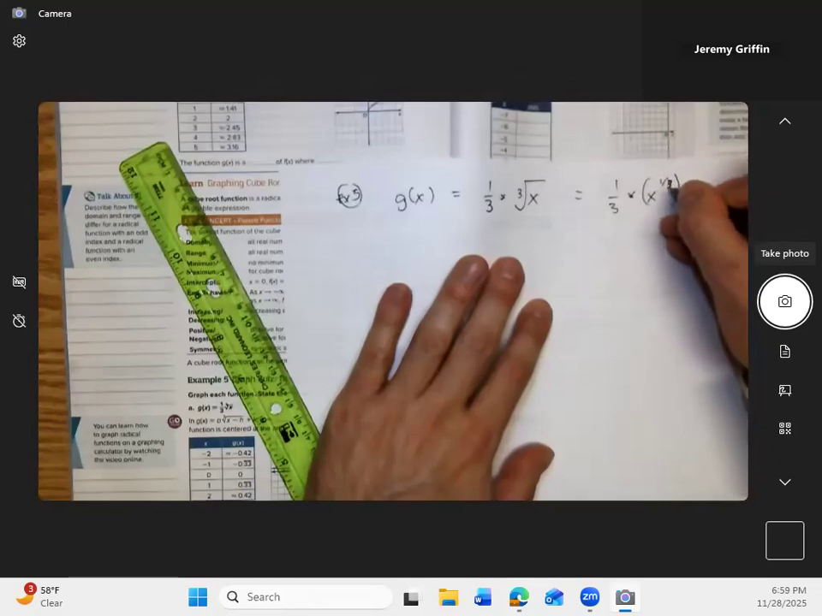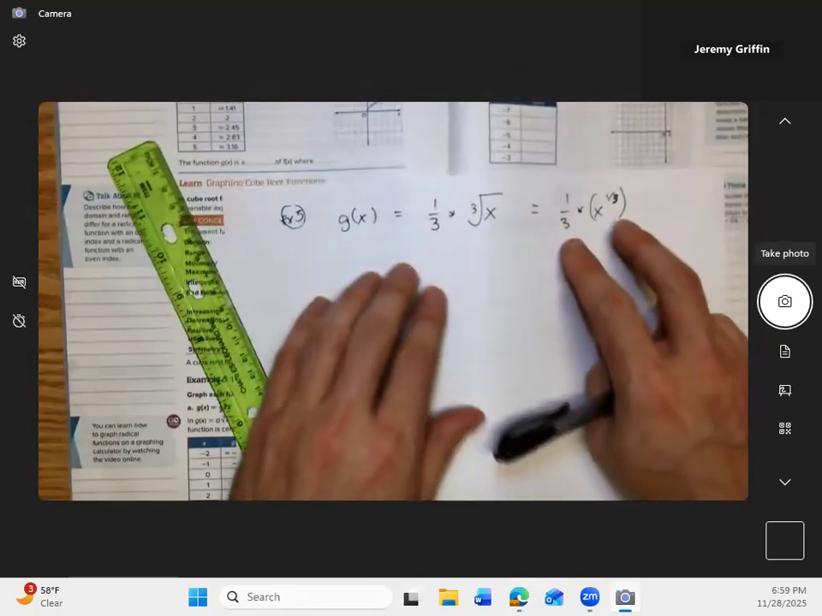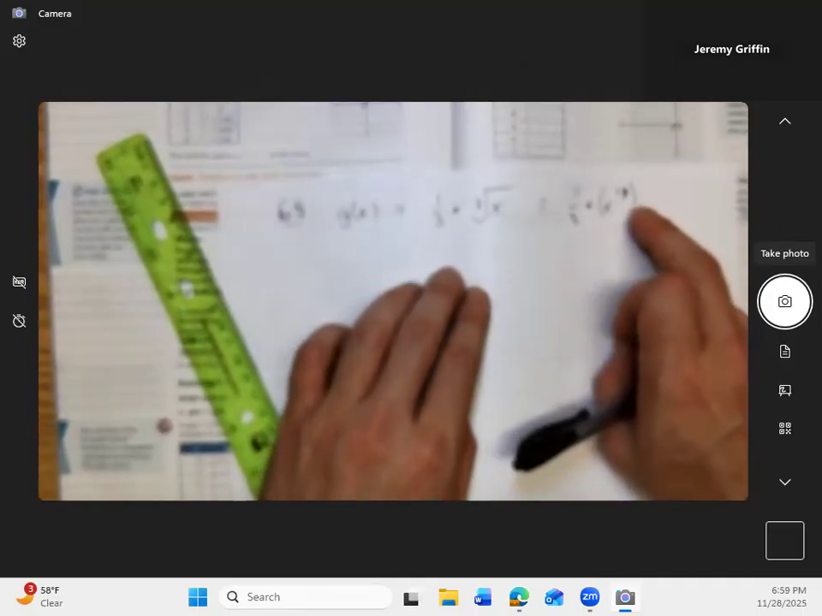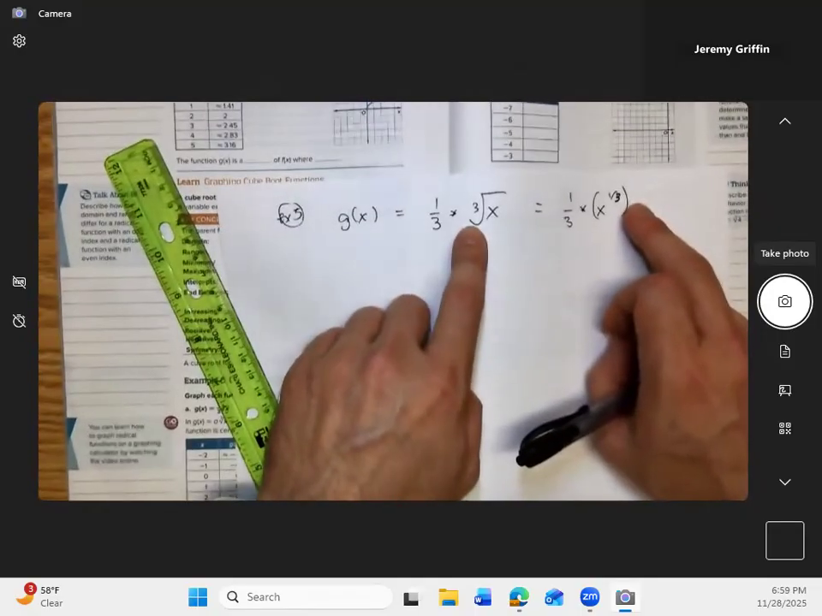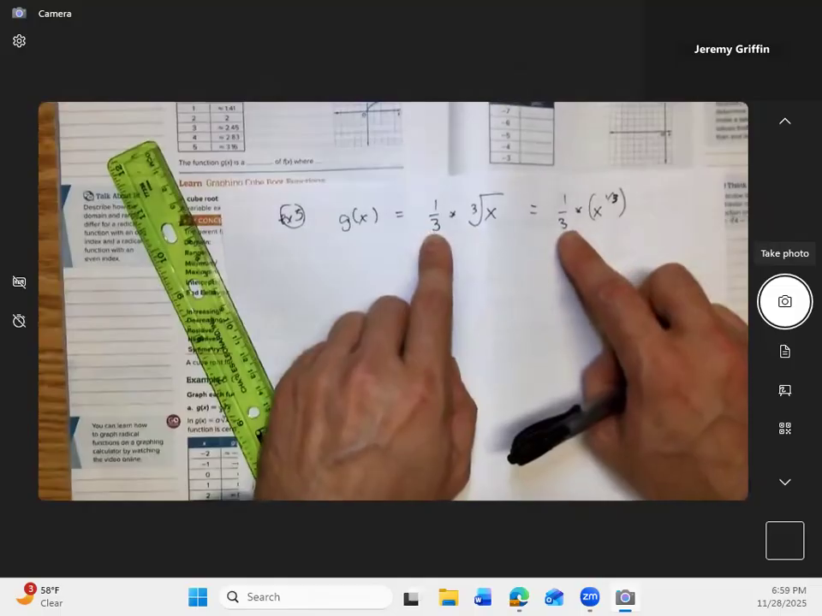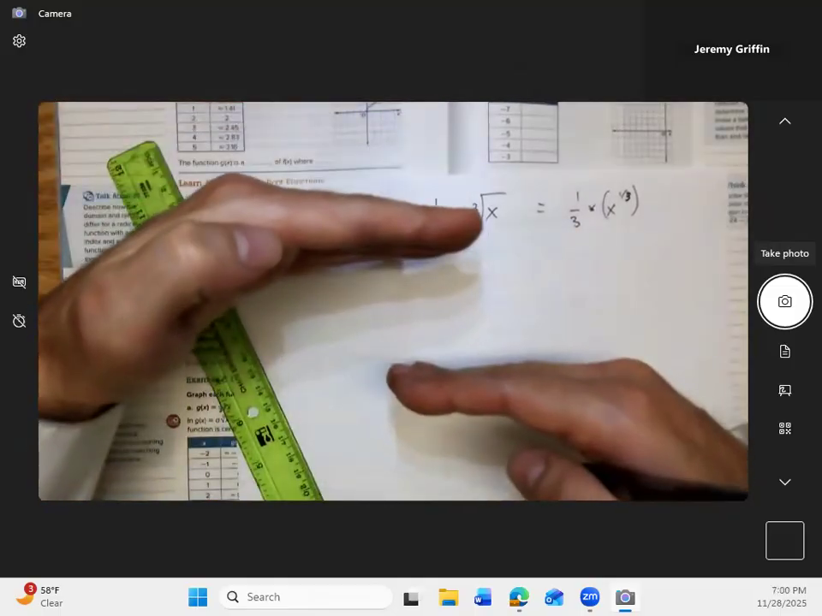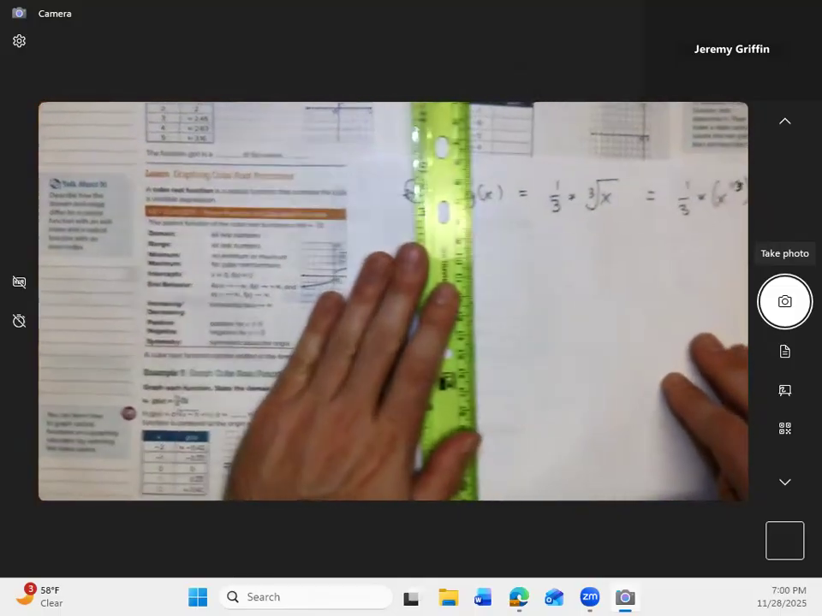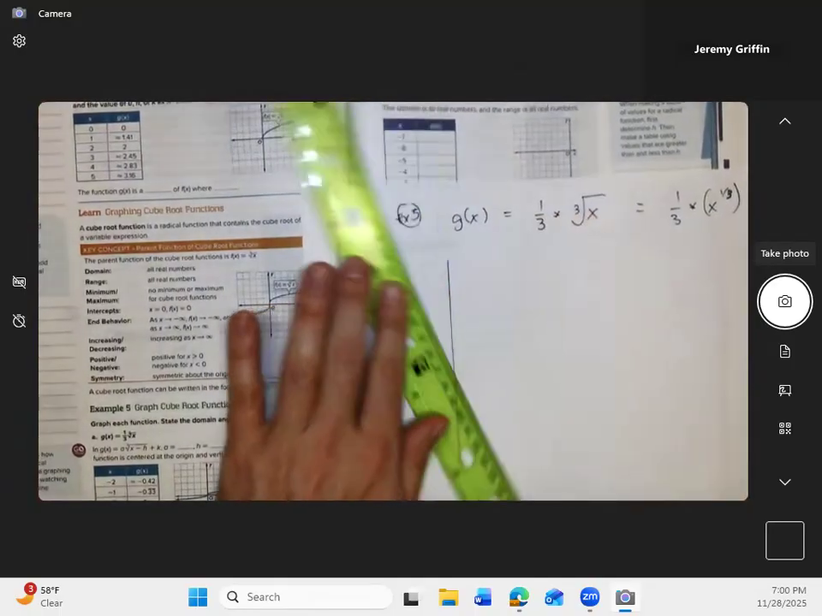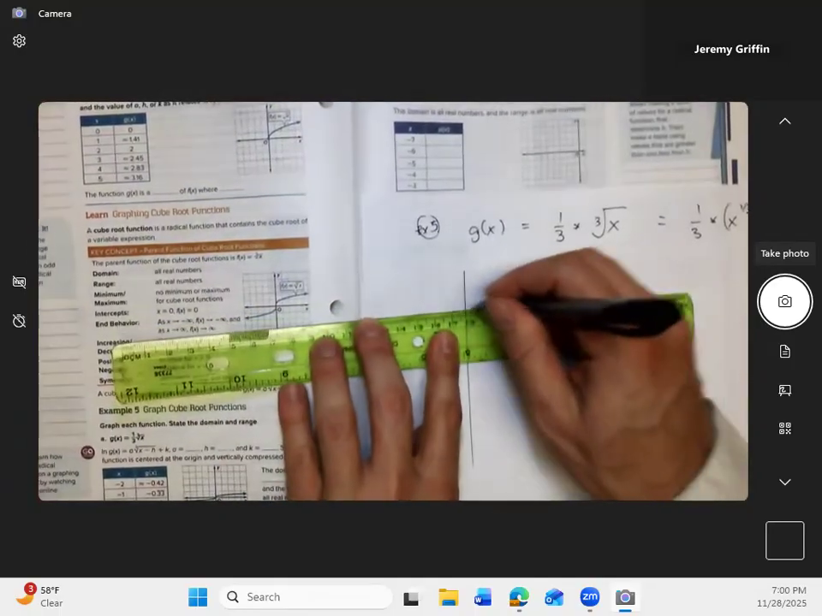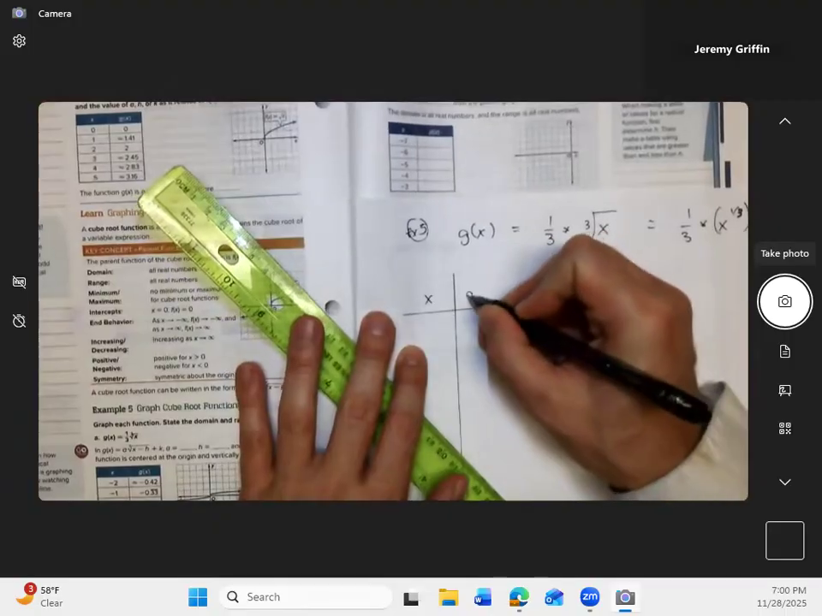Remember, these different 1/3s are doing two totally different things. This 1/3 in the power is effectively a cube root. This 1/3 in the front is like a vertical squash. Just make it a lot shorter. So yeah, this tried and true method is you could come up with a table of values, see what happens. X, g of x.